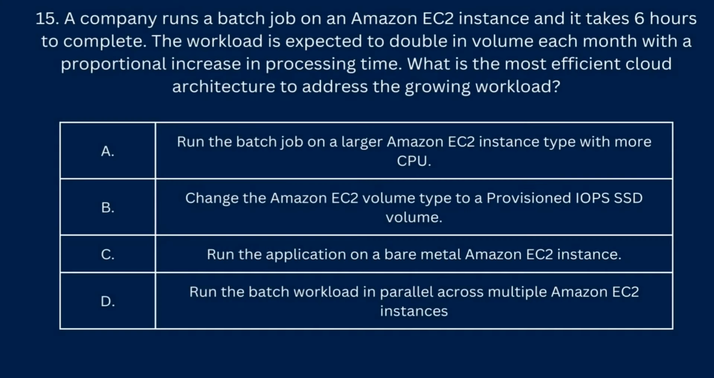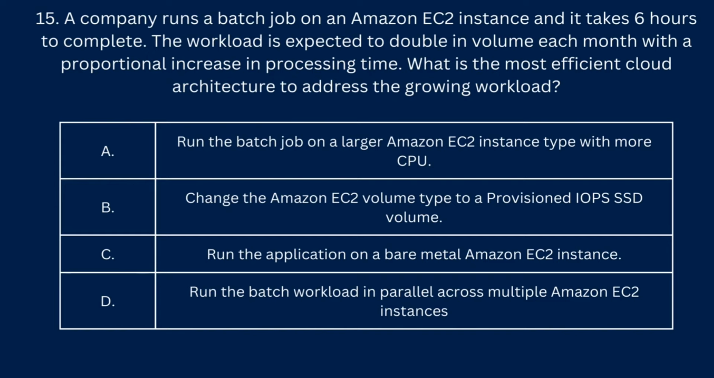Question 15. A company runs a batch job on an Amazon EC2 instance and it takes 6 hours to complete. The workload is expected to double in volume each month with a proportional increase in processing time. What is the most efficient cloud architecture to address the growing workload?